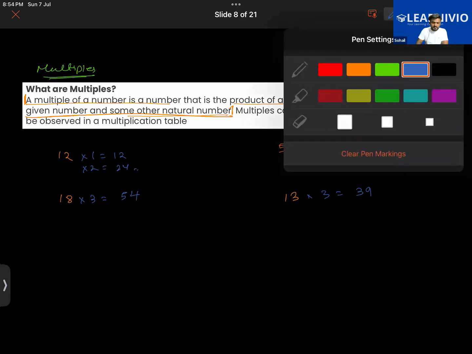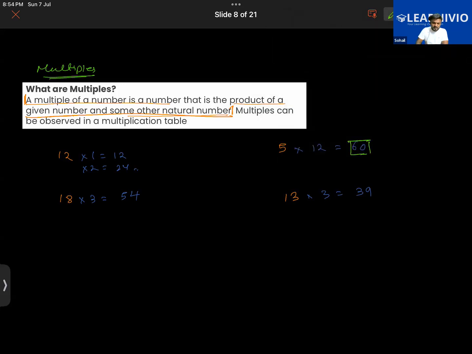Got this now? The numbers put into the bracket here are the multiples of the given number in the orange color. So a multiple of a number is the product of the given number with some other natural number, for example, 1 here, or 2 here. That is what a multiple is.